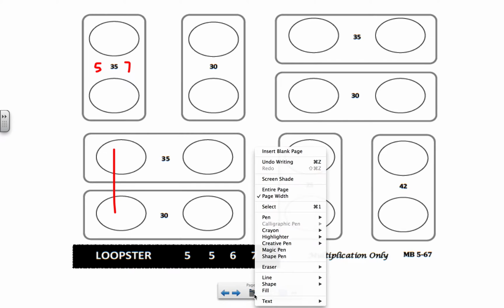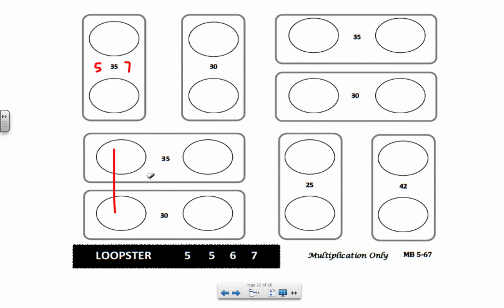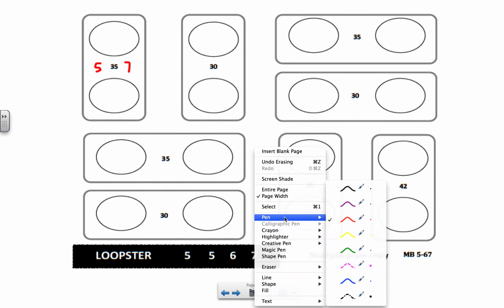Let me erase that off real quick. Eraser, boop. Let's get rid of that. Technical error. Grab my pen back.